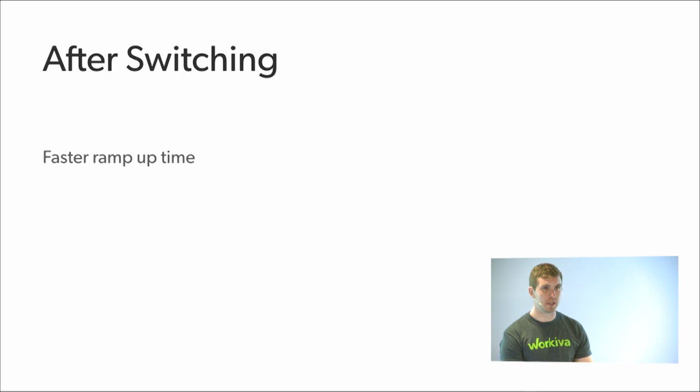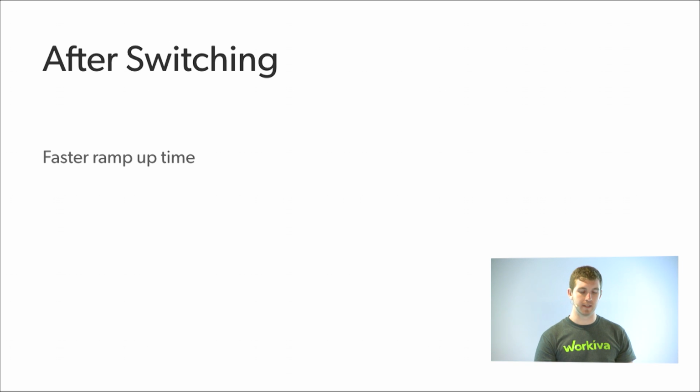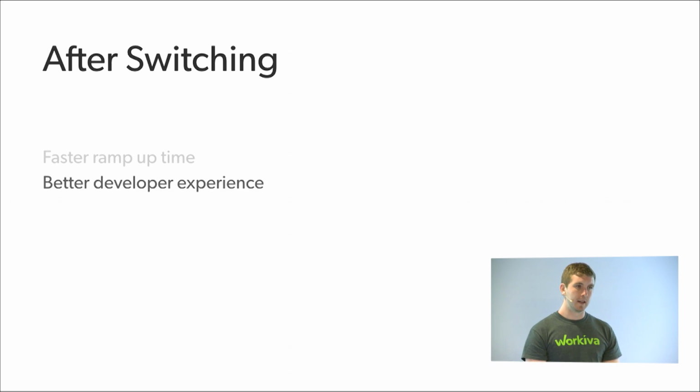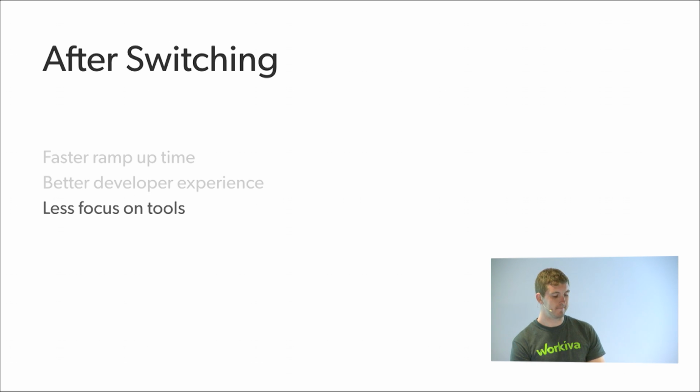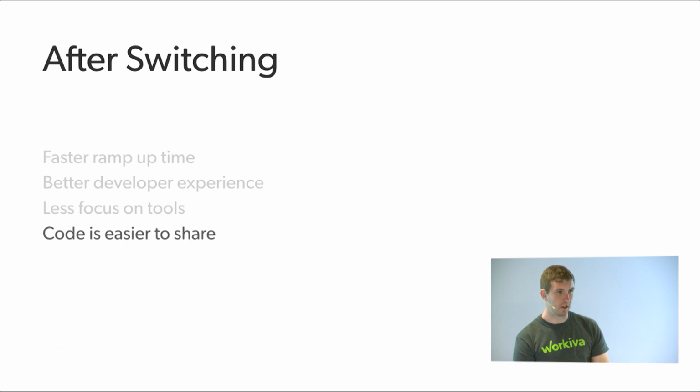And immediately after switching, we had a lot of development advantages. Getting new engineers on the team really sped up. It only took about 1 or 2 days for the 3 engineers we had to start shipping code for our app, and that was really great. We think the developer experience is much, much better than what we were doing before. We focus a lot less on our tools, and we find code a lot easier to share among teams using Pub and all the features that are available there.